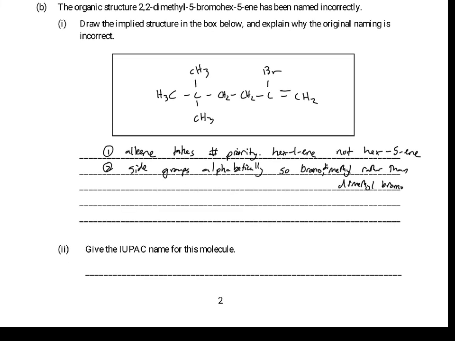The last one, give the actual name. So there's 1, 2, 3, 6 carbons. So that's hex, and we want to give the double bond the lowest number, so hex-1-ene. You've got 2 types of functional groups. You've got bromo and you've got methyl. So bromo comes first. It's going to be on the 2nd carbon. So 2-bromo. And then you've got your methyl groups, which are going to be on the 1, 2, 3, 4, 5th carbon. So 5,5-dimethyl, hex-1-ene.